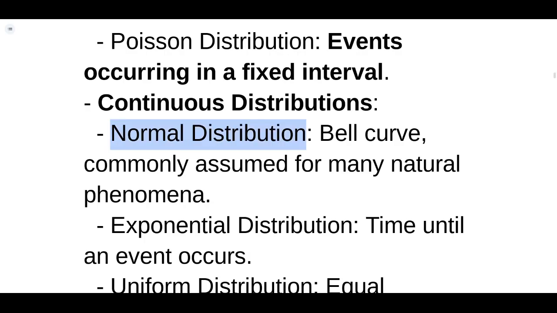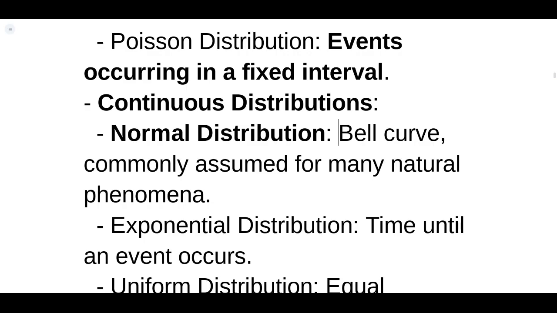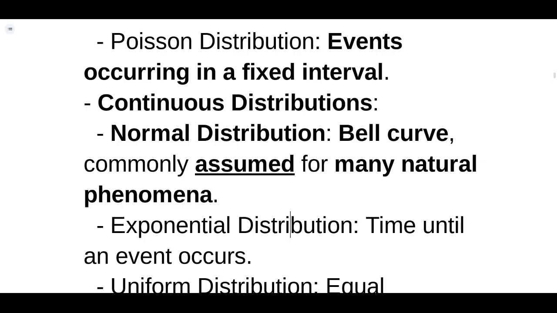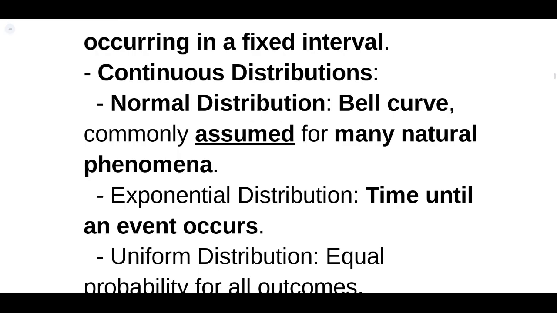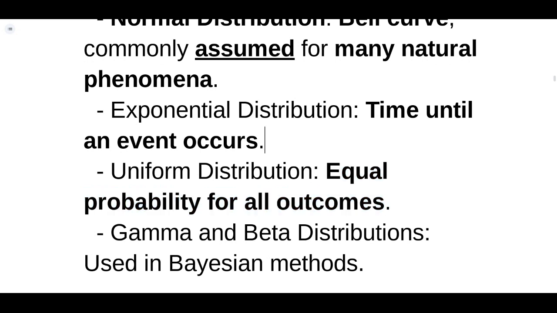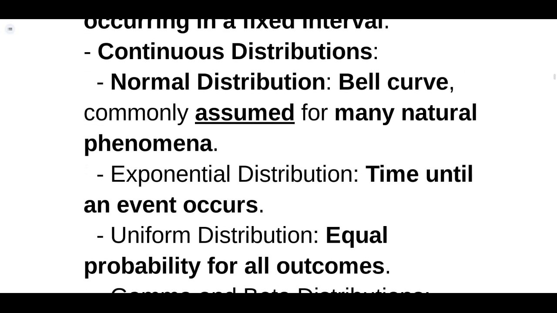In continuous, we have the normal distribution, the bell curve, commonly assumed for many natural phenomena. Exponential distribution, time until an event occurs. Uniform distribution, equal probability for all outcomes. Gamma and beta distributions are used in Bayesian methods.